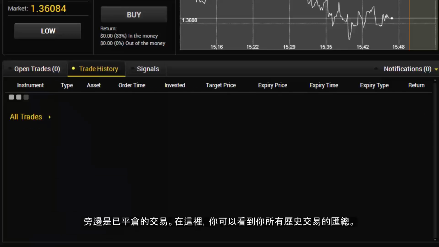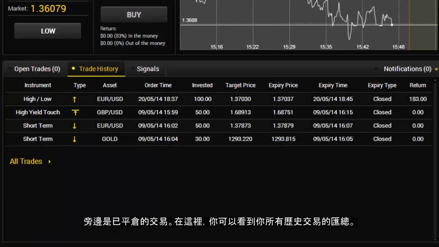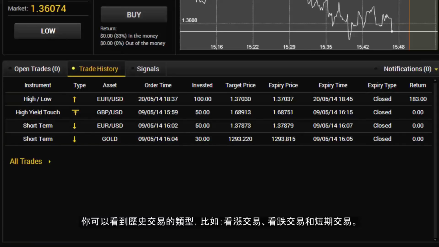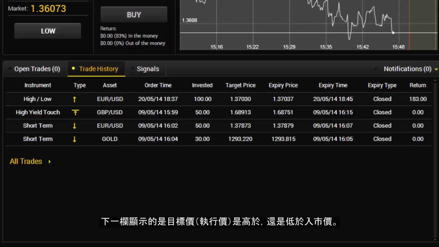Next to this are closed trades. This will give you a summary of all the trades that you have made in the past. You can see the type of trades you have made, such as high, low and short term. The next column shows whether the target price or strike price was higher or lower than the entry price.